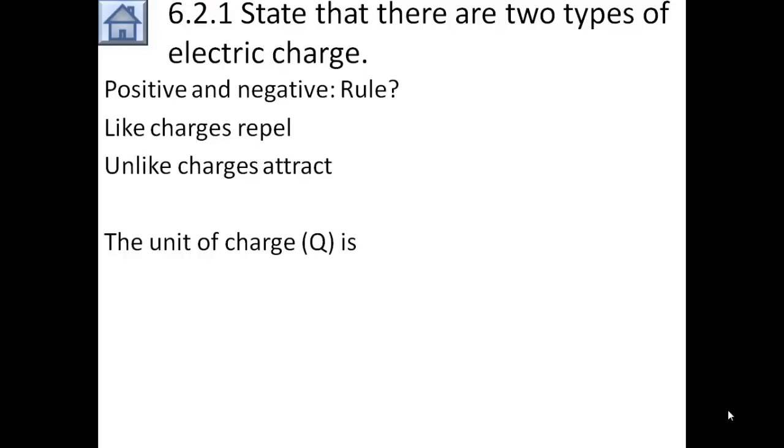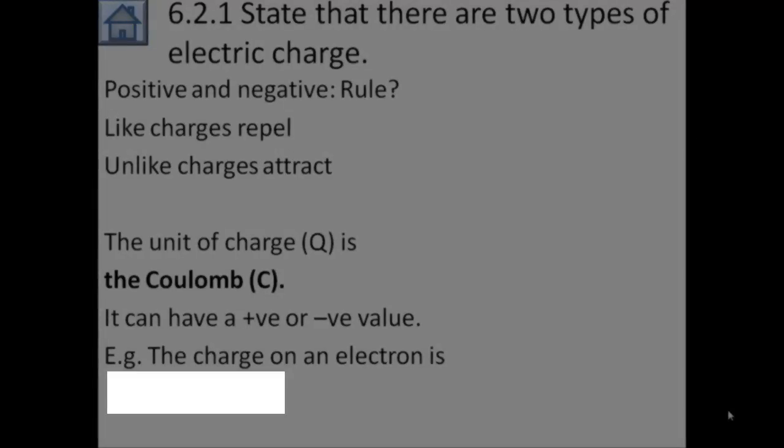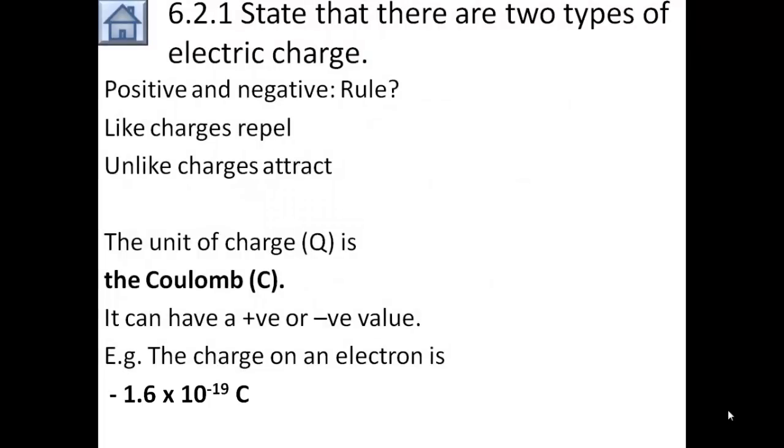The unit of charge is called the coulomb, and it can have a positive or a negative value. For example, the charge on an electron is 1.6 times 10 to the minus 19 coulombs. This is a very small charge, but electrons are very small.